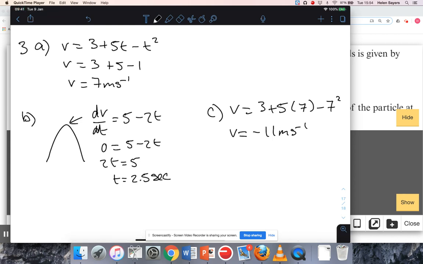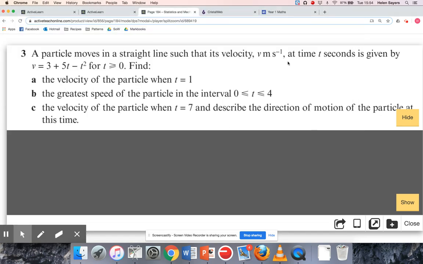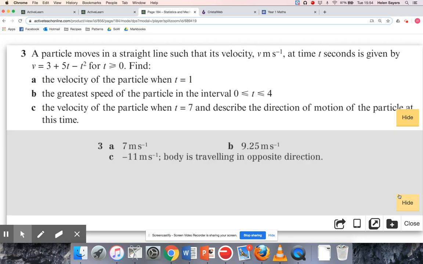So obviously the significance of asking us about the direction is the fact we've got the minus there. So describe the motion of the particle. Well, it's the opposite direction to the direction it started travelling in. Okay, so whatever direction this 7 meters a second was in, the minus 11 is the opposite direction.